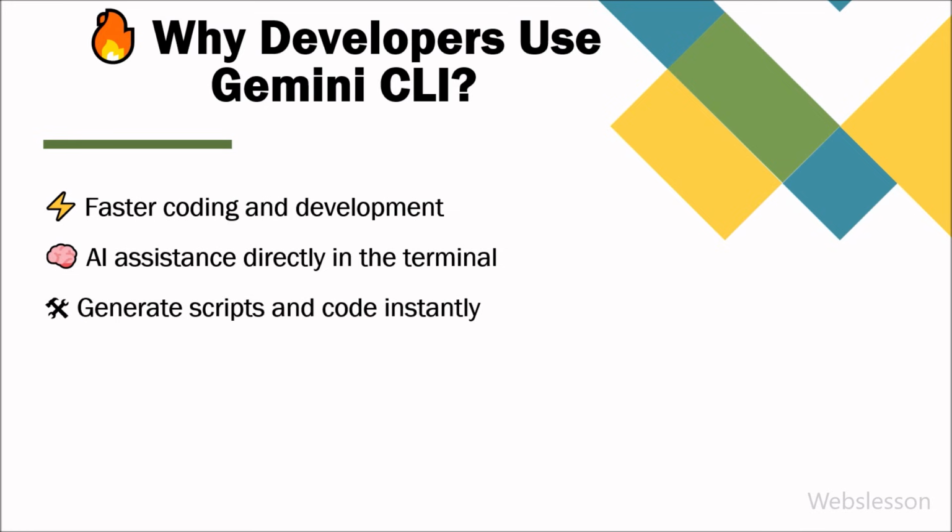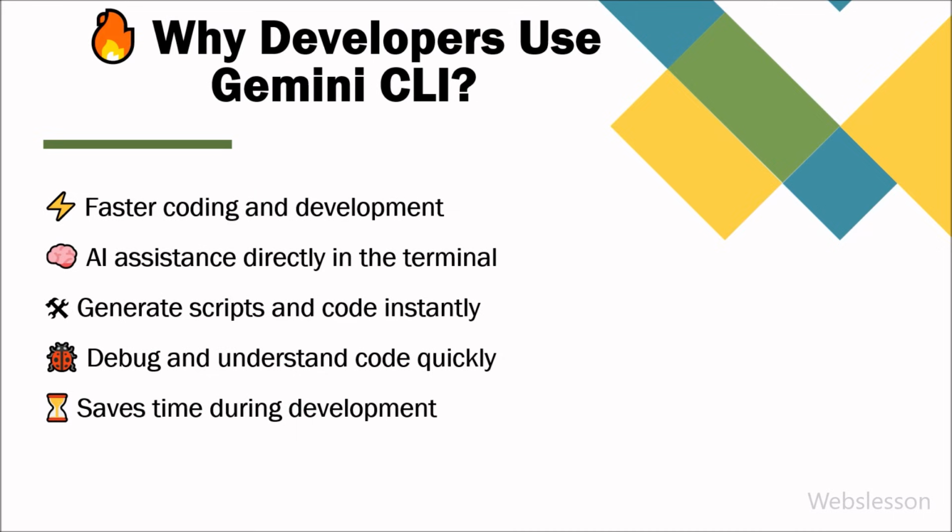Gemini command line interface can also help explain complex code. If you do not understand a piece of code, you can simply ask Gemini to explain it. It can even help with debugging by suggesting possible solutions when errors occur. Overall, Gemini command line interface helps developers to save time, improve productivity, and focus more on building great applications.